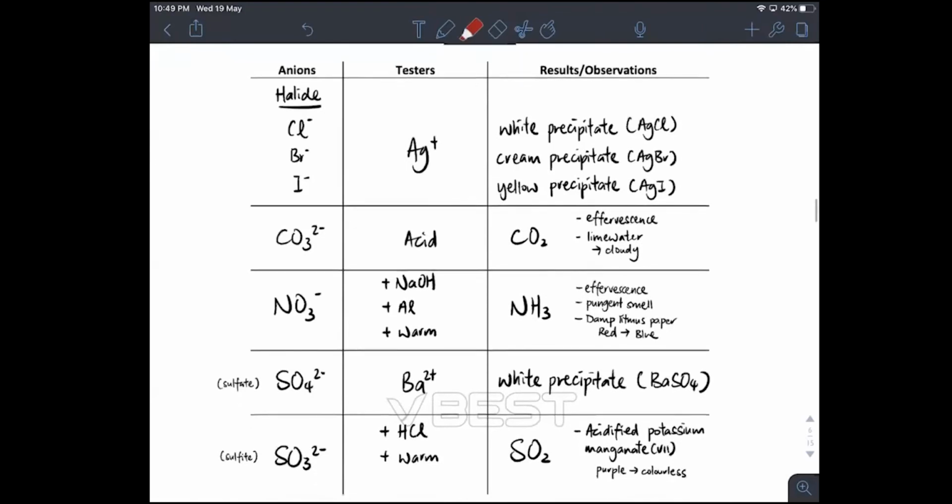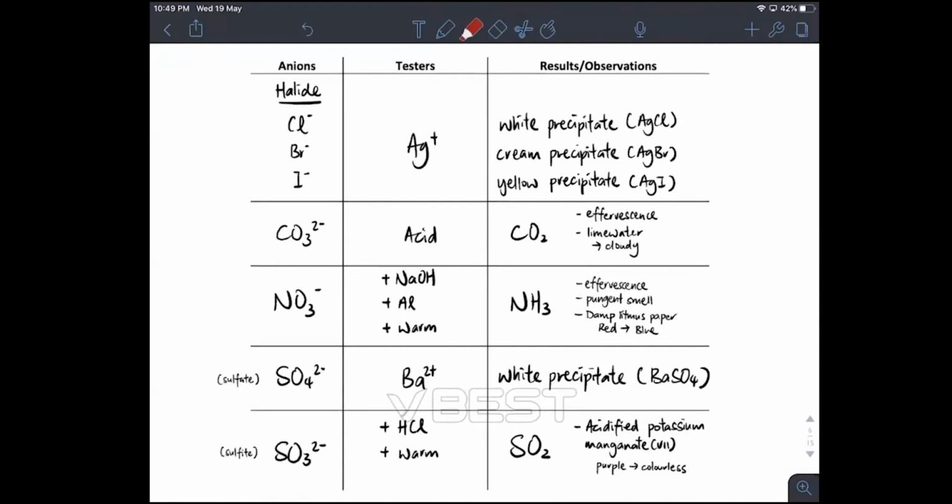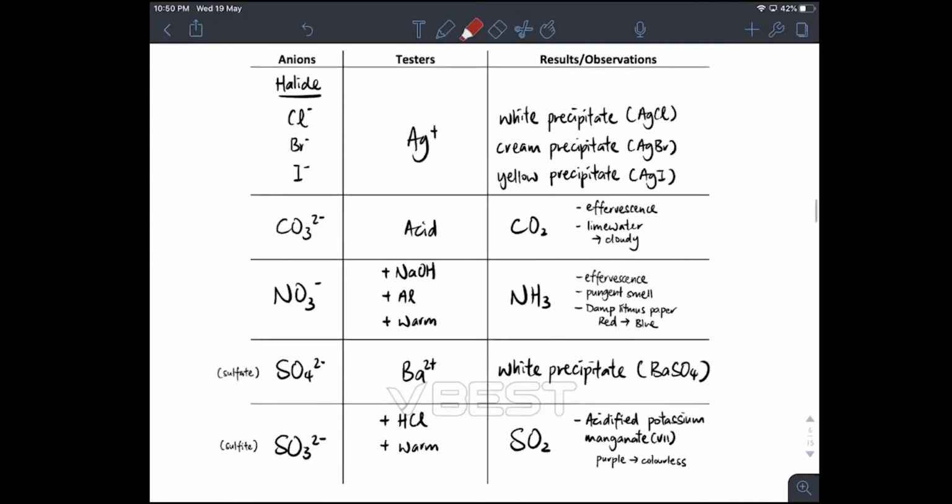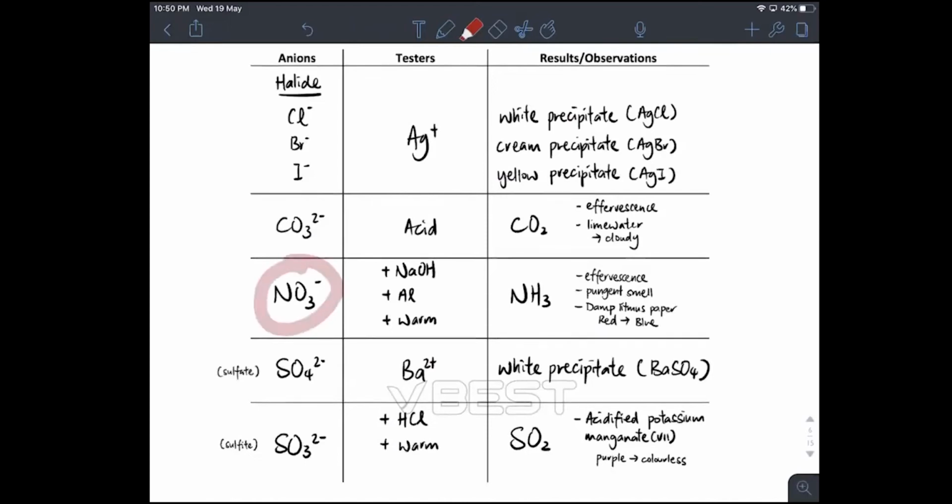Acid: you test carbonate with acid, because all metal carbonates dissolve in acid to produce what? Carbon dioxide gas. Lime water turns cloudy. Then how do you test for nitrate? These are the conditions needed: you need sodium hydroxide followed by aluminium, followed by heating the solution.